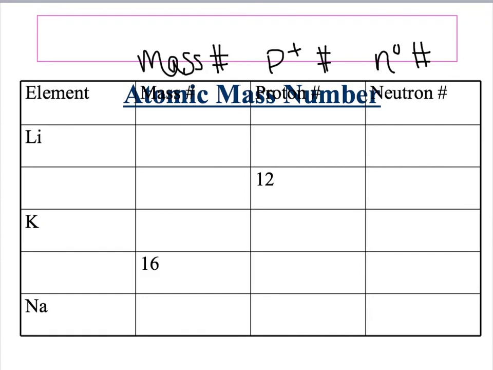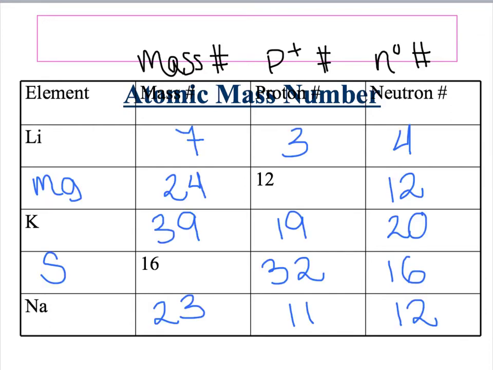Take a look at this chart in a periodic table and see if you can figure out the mass number, the proton number, and the neutron number for each of these elements, and also fill in the elements that are missing from the chart. And once you've looked at it, check your answers to make sure you got the same things as here.